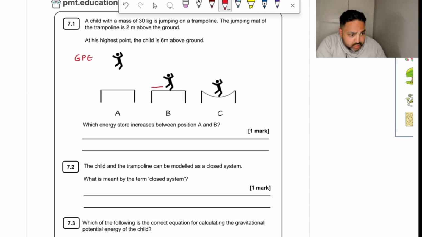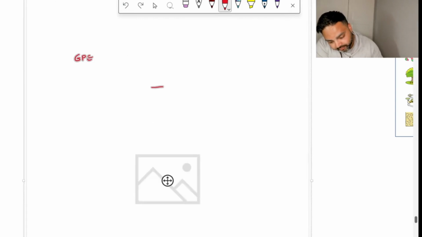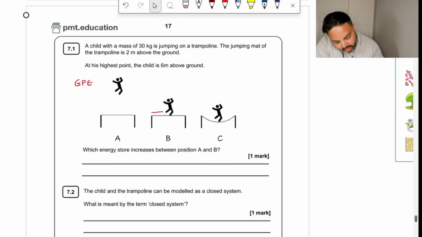Tell me in the chat quickly. Good, well done, Isabella. They will have kinetic energy. Kinetic energy. Now, the child and the trampoline can be modeled as a closed system.